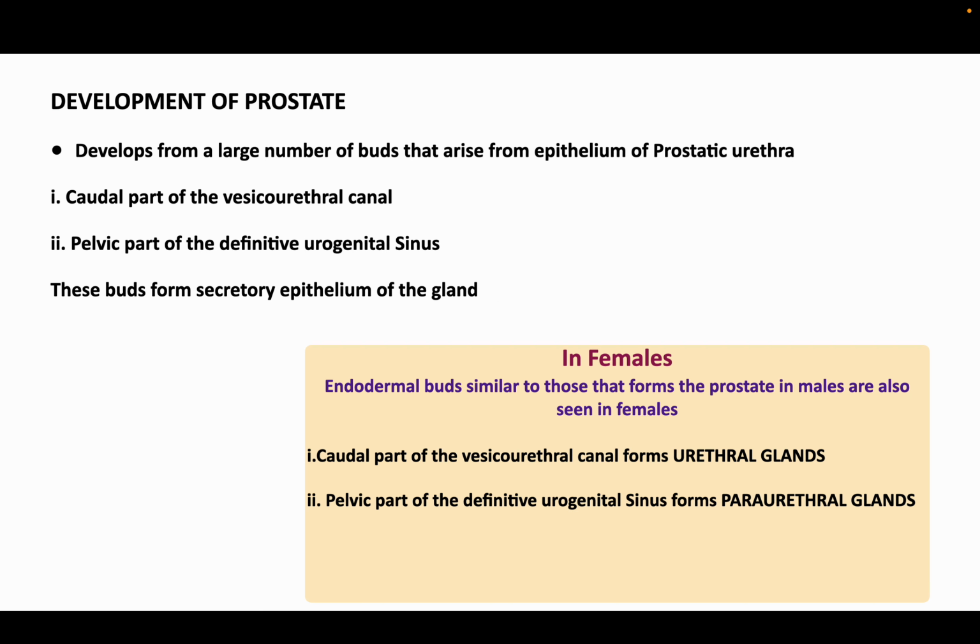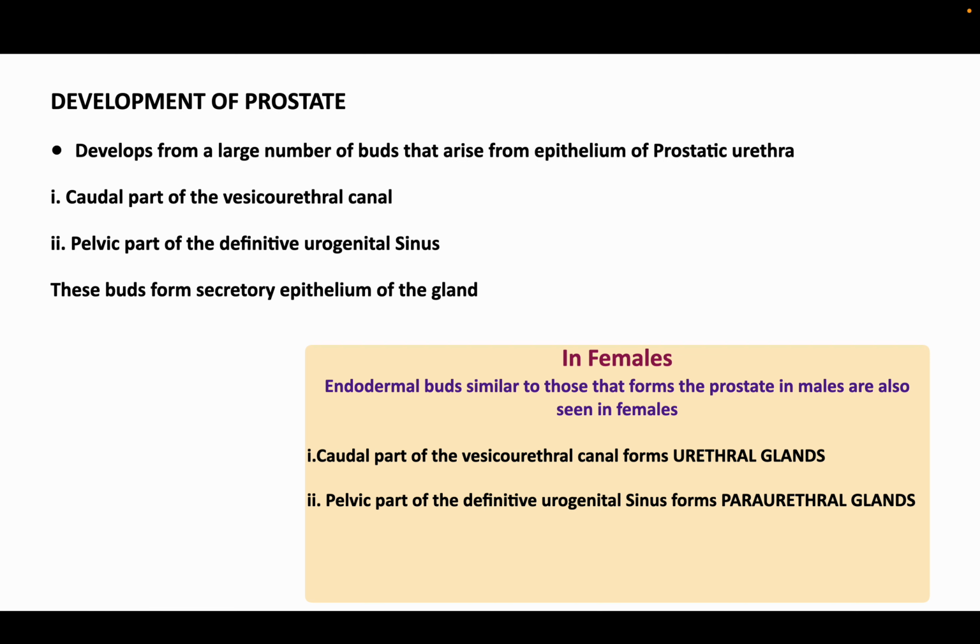Now coming to the next topic, that is the development of the prostate. It develops from a large number of buds arising from the epithelium of the prostatic urethra. Which portion? That is the caudal portion of the vesicourethral canal and the pelvic part of the definitive urogenital sinus. So this is the location where the buds arise for the development of the prostate. These buds form the secretory epithelium of the gland. In the case of females, endodermal buds similar to those that form the prostate in males are also seen.